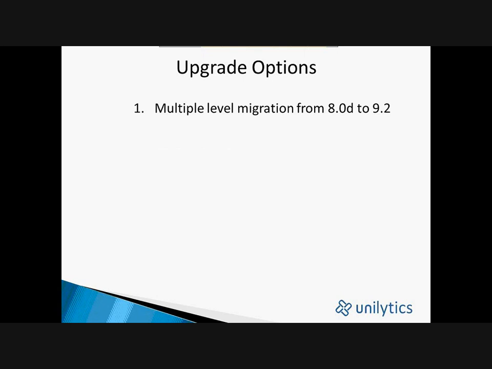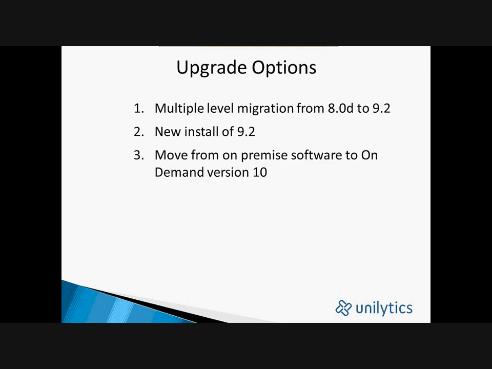So the upgrade options that we have are 4. You can either do a multi-level migration from 8 to 9.2, and John will go over in more detail how that works. You can simply say that you're not going to do the migration because it does take time and effort. You can instead simply do a clean install of 9.2. A third option is to move away from on-premise software and instead move to an on-demand service, which we offer as well. And in that case, you're using version 10, so it's an even more advanced version than 9.2.